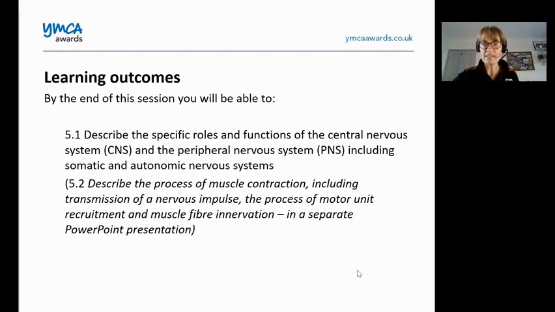So by the end of this session, you should be able to describe all the roles and functions of the central nervous system, the peripheral nervous system, including both the somatic and autonomic systems. 5.2 I've put in italics because that's to do with muscle contraction. So that will be the learning outcomes for the other video.